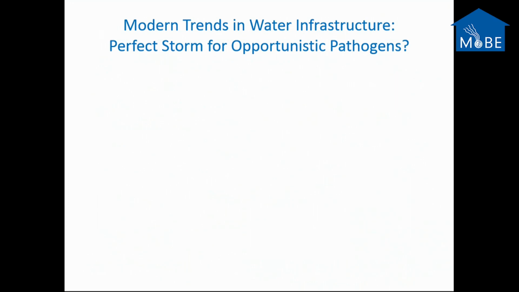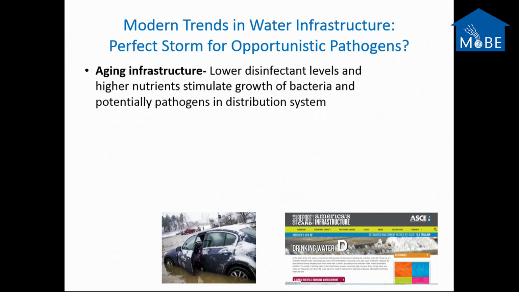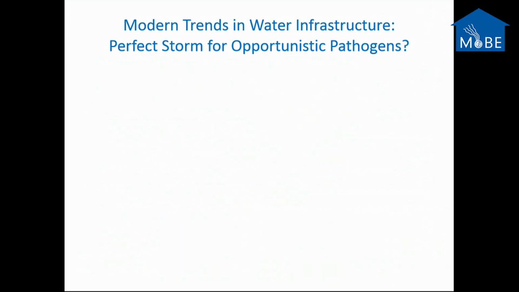And we live in a world of change, and there are a lot of trends right now that could be thought of as the perfect storm for opportunistic pathogens. So we do have aging infrastructure, as we heard about this morning in Flint, but also across the country. This is a crisis that we have to deal with, and we're going to have intrusion of microbes, but also nutrients that can support pathogens.